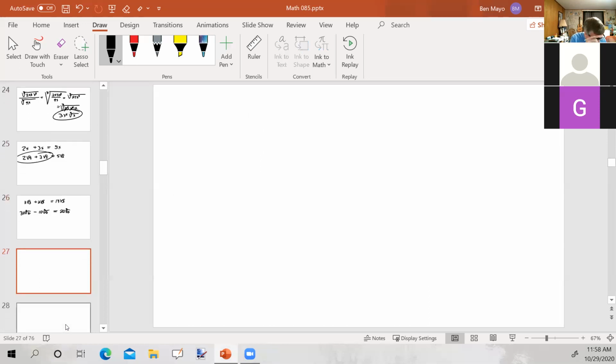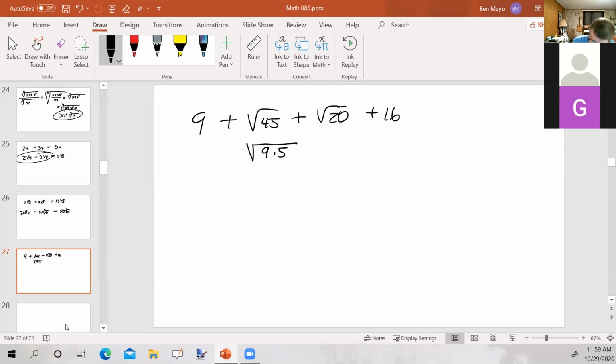Easy peasy. Now life gets more complicated, as it always does. 9 plus the square root of 45 plus the square root of 20 plus 16. Here's what we're going to do. We're going to take each radical term and simplify it as much as we can, and then go back and see if we can combine things. Right now, I can see that the 9 and the 16 can go together to make 25, but let's take a look at the square root of 45, okay? Well, 45 is 9 times 5. And the thing I like about 9 is it's a perfect square. What's the square root of 9? 3. So now I get 3 square roots of 5.